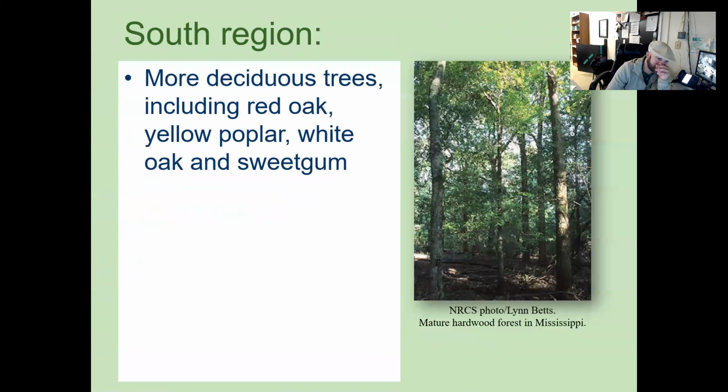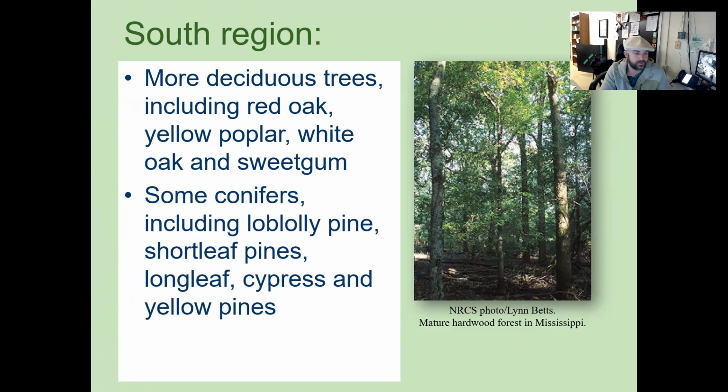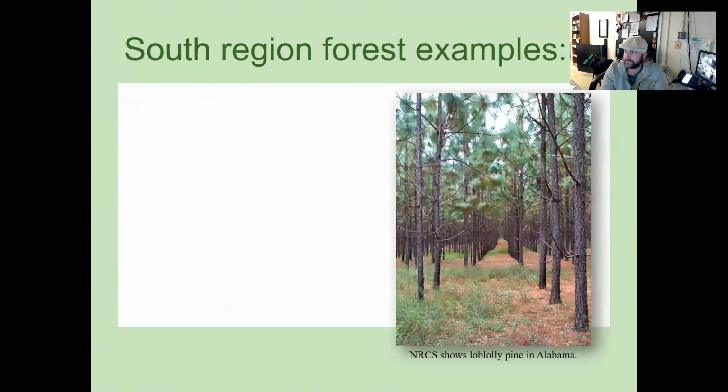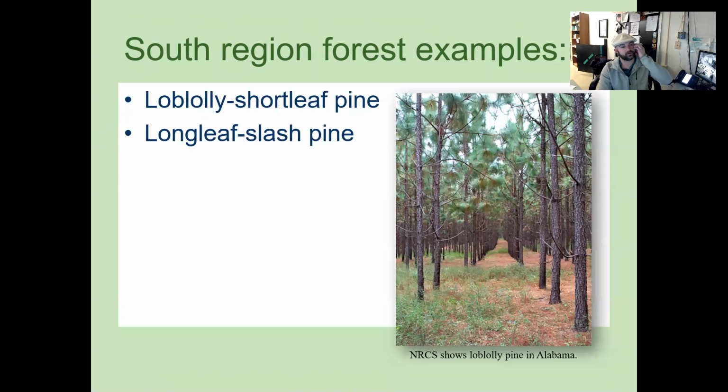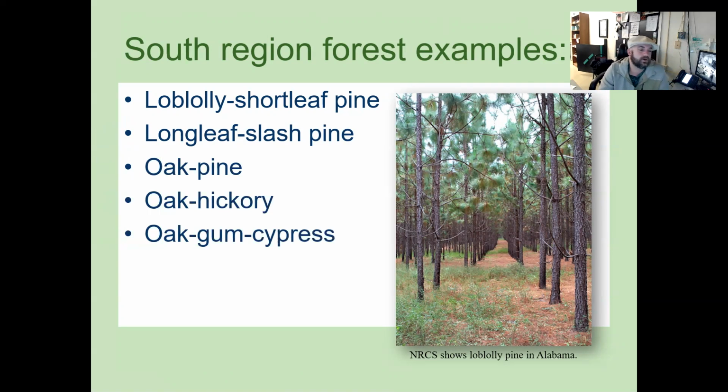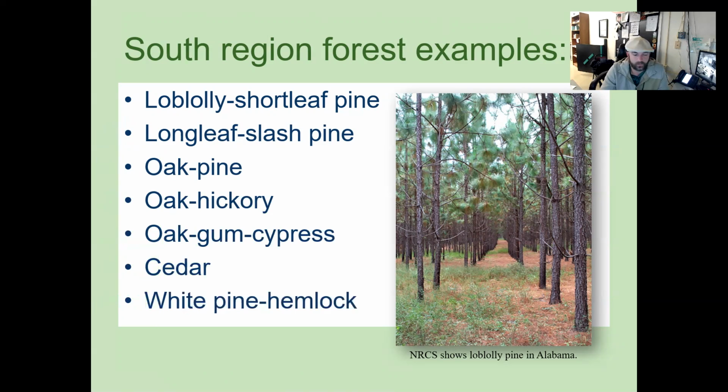So in the South region, you have more deciduous trees, including red oak, yellow poplar, white oak, and sweet gum. Some conifers, including loblolly pine, shortleaf pine, longleaf, cypress, and yellow pines. And then forestry is a major industry in the southern region. So some South region examples: loblolly shortleaf pine, longleaf slash pine, oak hickory, oak gum cypress, cedar, and white pine hemlock.